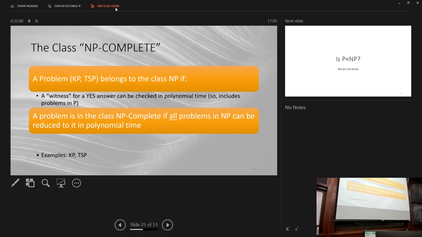Now, a problem is in the class NP complete if all problems in NP can be reduced to it in polynomial time. So they're really the hard problems that can be checked in polynomial time. And these are the two examples, but there are many, many others.